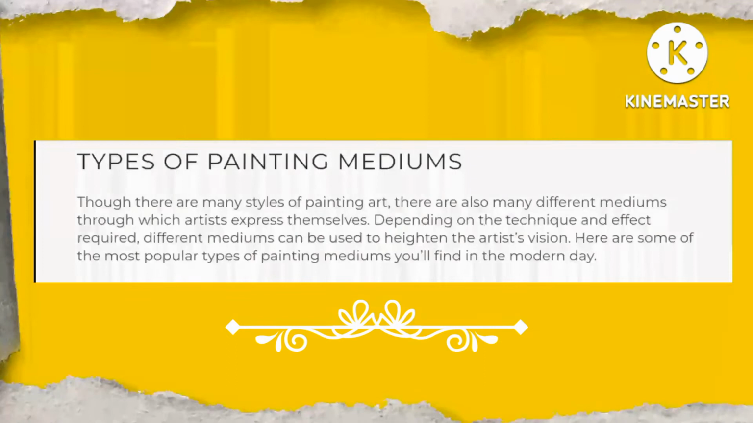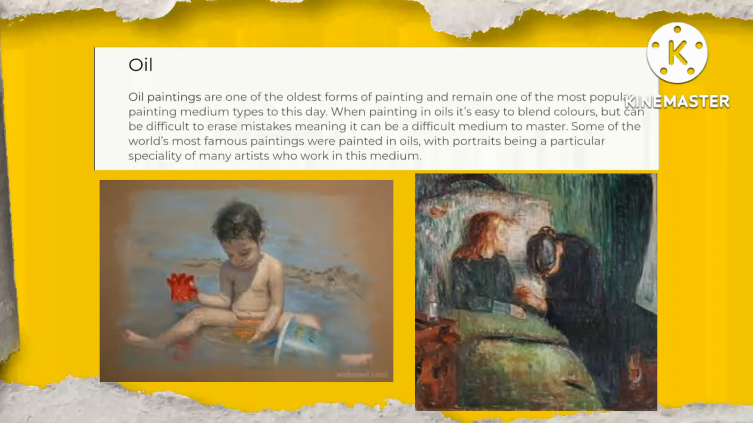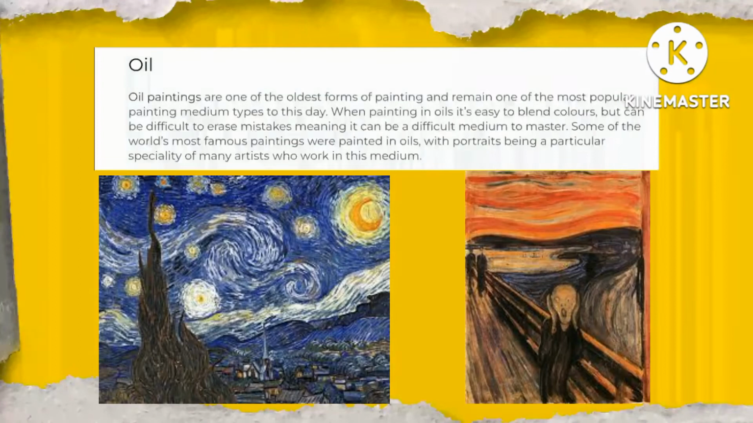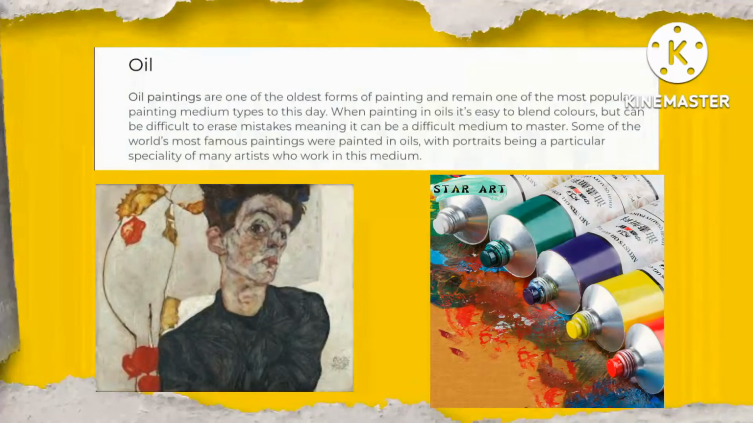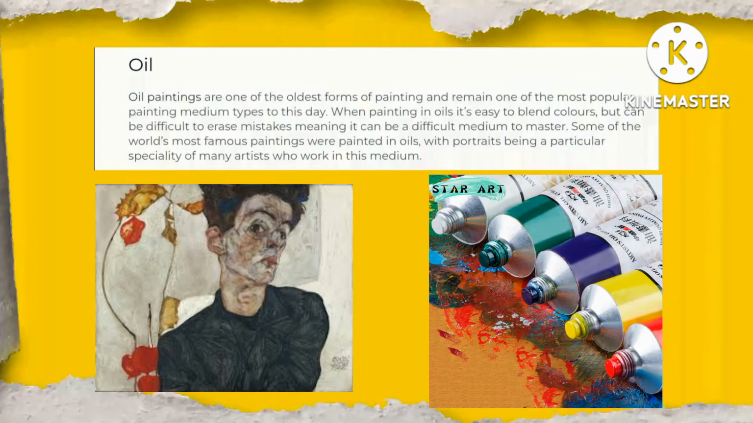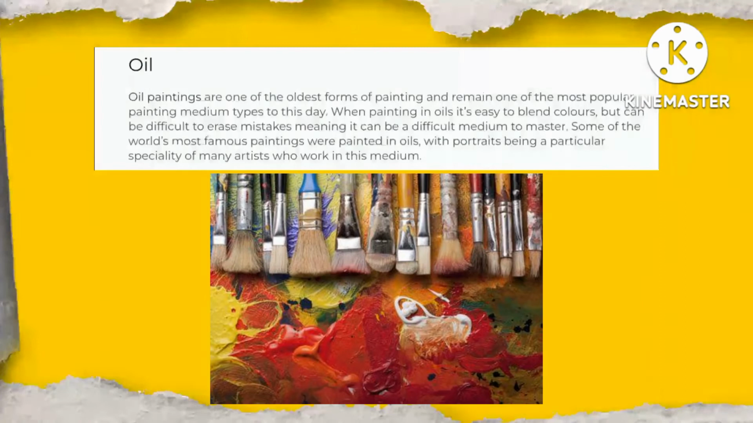Oil. Oil paintings are one of the oldest forms of painting and remain one of the most popular painting medium types to this day. When painting in oil, it's easy to blend colors but can be difficult to erase mistakes, meaning it can be a difficult medium to master. Some of the world's most famous paintings were painted in oils, with portraits being a particular specialty of many artists who work in this medium.